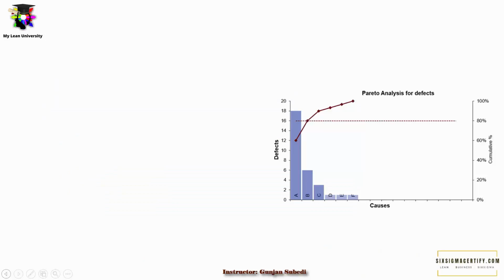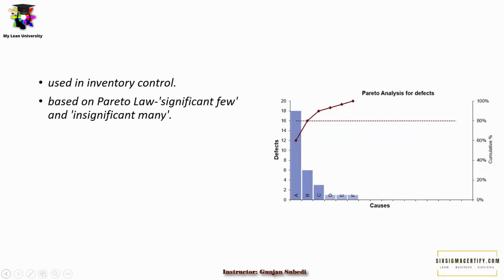ABC analysis is used in inventory control. It is based on Pareto law. Pareto law states that in any large group, there are significant few and insignificant many. For this reason, this is also called the 80-20 rule, as it states that 20% of the activity or 20% of the inventories accounts for 80% of the results.